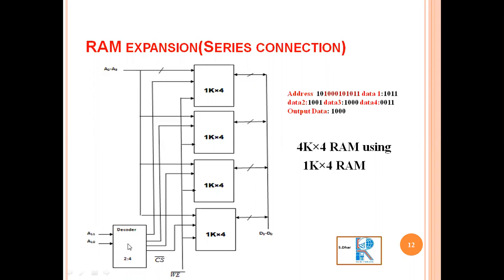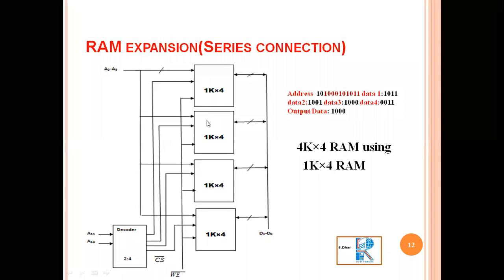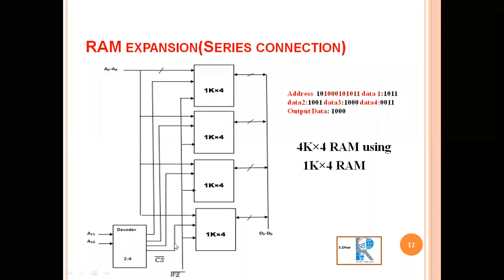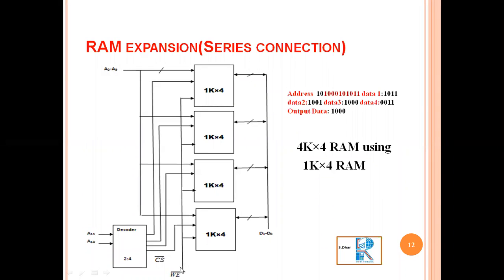That means these extra 2 bits are used for selecting one RAM out of the 4 RAMs, because you are using the 2:4 decoder connected with the chip select lines, and write enable is connected with all of them. Depending on these two most significant bits, it will choose: if it is 00, this RAM; 01, this RAM; 10, this RAM; and 11, this RAM. So this is called a series connection, and this is another type of RAM expansion. Clear?